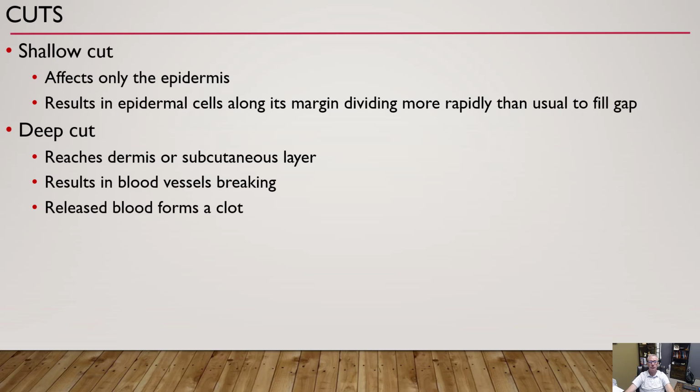All right, shallow cuts only affect the epidermis. Remember I said you get a paper cut, you're probably not going to bleed. A deep cut reaches the dermis or subcutaneous layer. You're going to bleed. Remember, blood vessels are in that dermal and hypodermal layer. That releases blood, and that will form a blood clot.